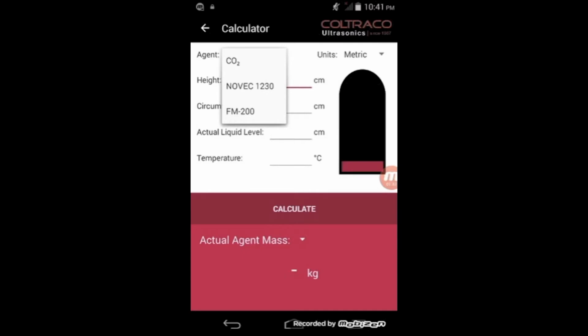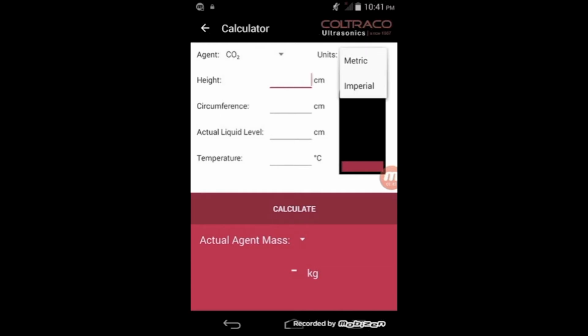On the right we have the units. At the moment it's set to metric, but you have the means to change it to imperial. This is quite useful, especially to those in America who stubbornly continue to use imperial, which we're happy to support them with. And at the bottom we have two methods.